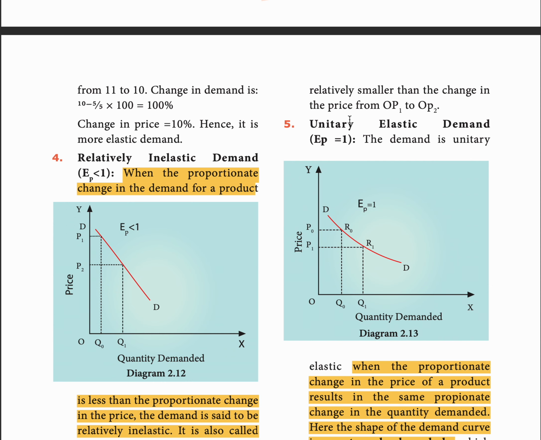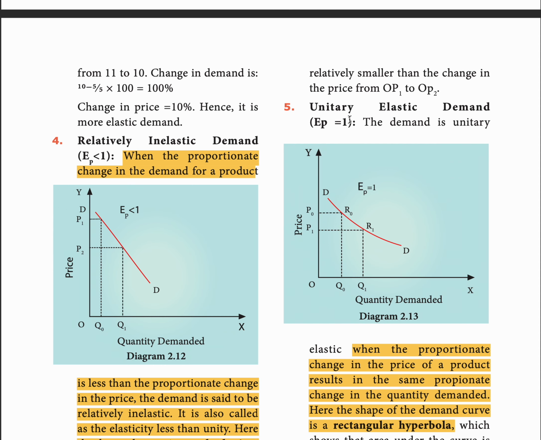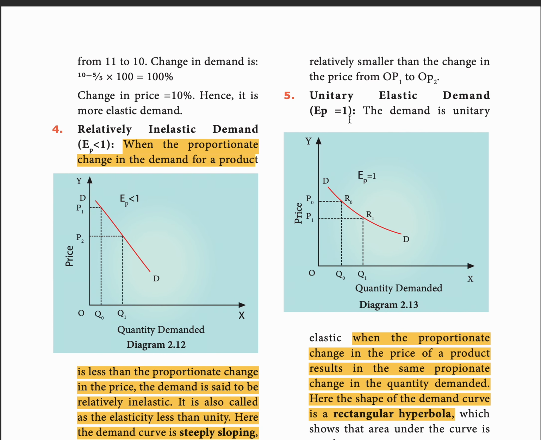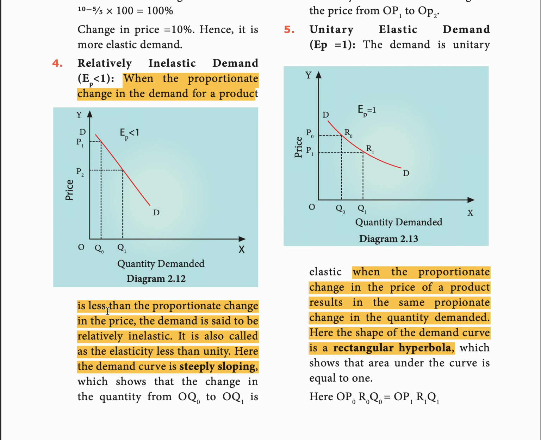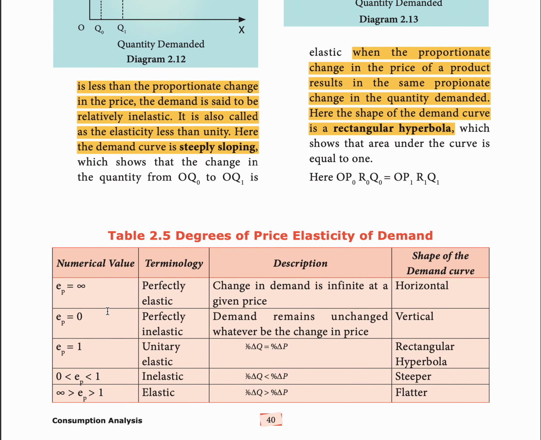Relatively inelastic demand. What is relatively inelastic demand? When the proportionate change in demand of a product is less than the proportionate change in the price. Means here you can see that P1 minus P2 is greater than Q0 minus Q1. So the proportionate change in demand is less than the proportionate change in price. It is called steeply sloping, right?